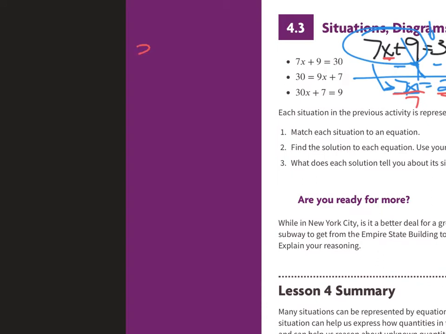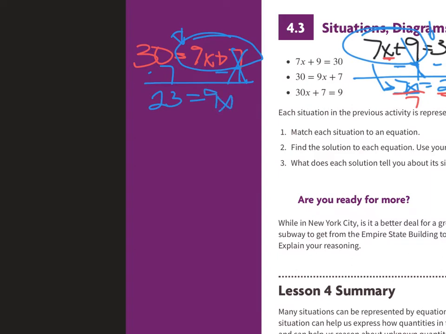The next one, 30 equals 9x plus 7. So here's the equal sign. We care about this side because that's where the x is. So the first number we get rid of this time is the 7, because the 7 is not next to the x, the 9 is. So to get rid of a positive 7, we subtract 7. So 7 minus 7 goes away. 30 minus 7 is 23. So 9x equals 23. Then 9x means 9 times x, so we're going to divide both sides by 9.